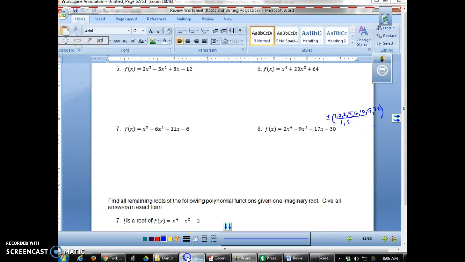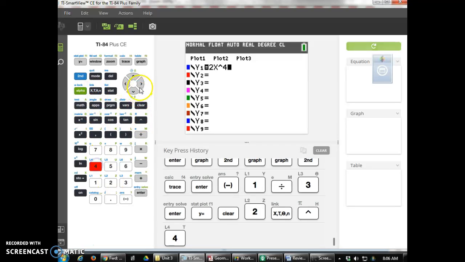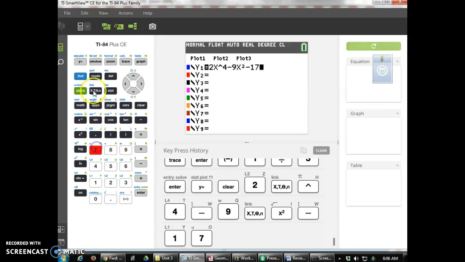Okay, so let's graph this and see what we get. So I have 2x to the 4th. So that's telling me already I'm going to need 4 roots. 9x squared minus 17x minus 30. Graph it.